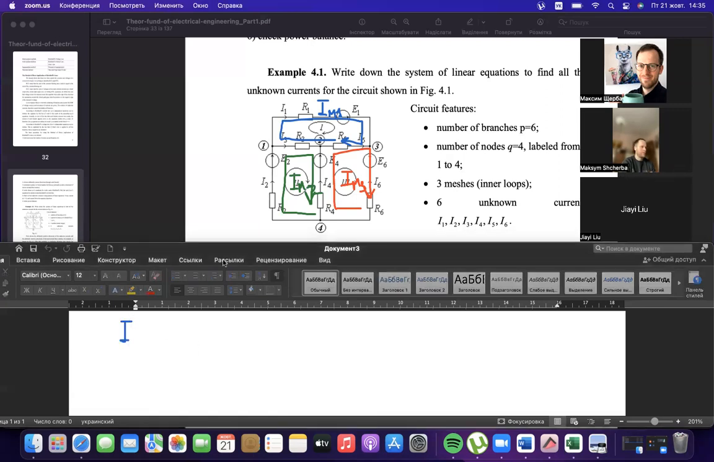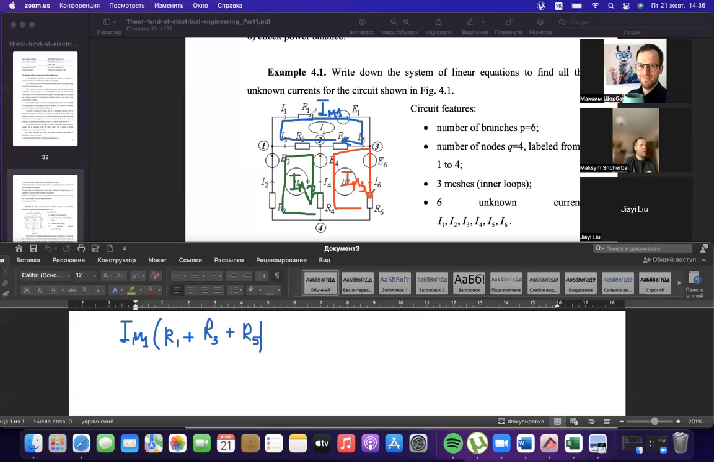Then the mesh current IM1 influences all resistances. As we see, all 3 resistances inside this mesh, R1, R3, and R5, according to our initial picture, initial drawing.